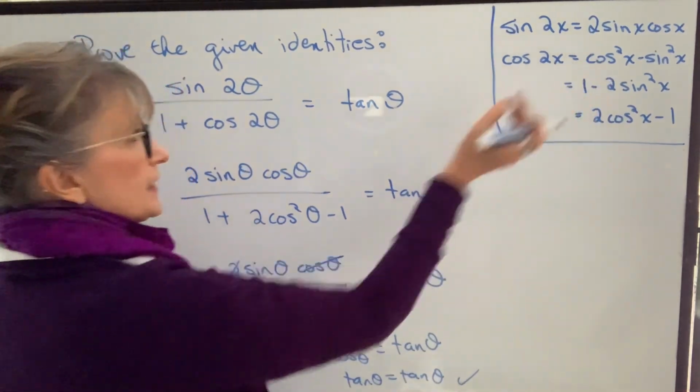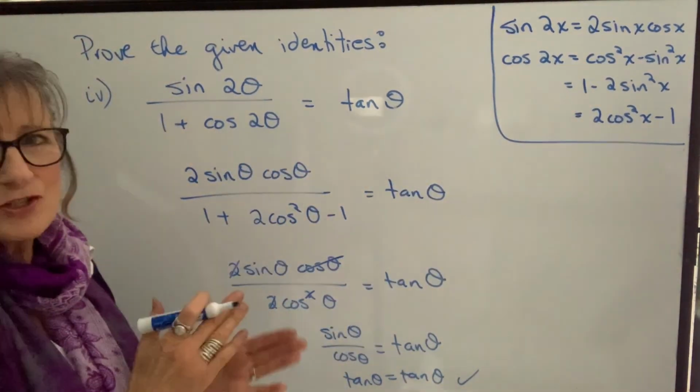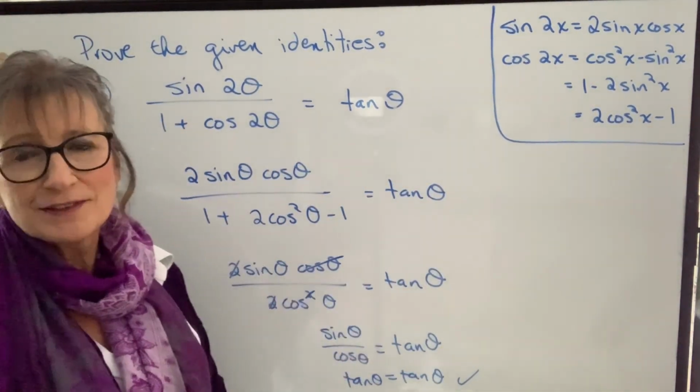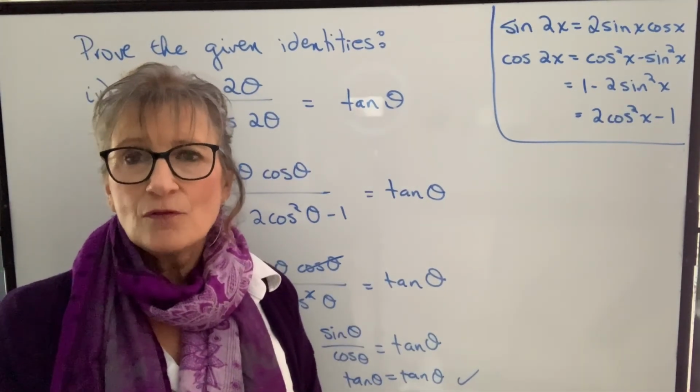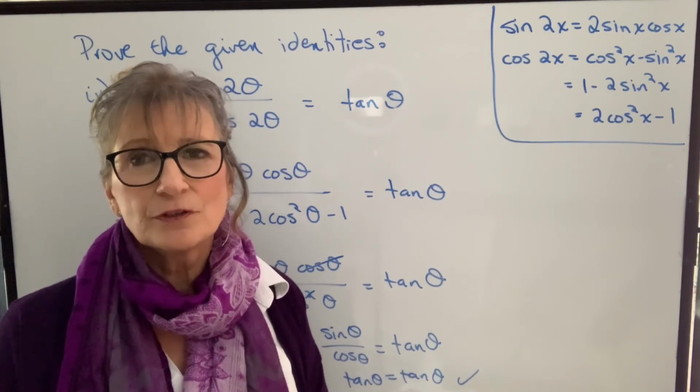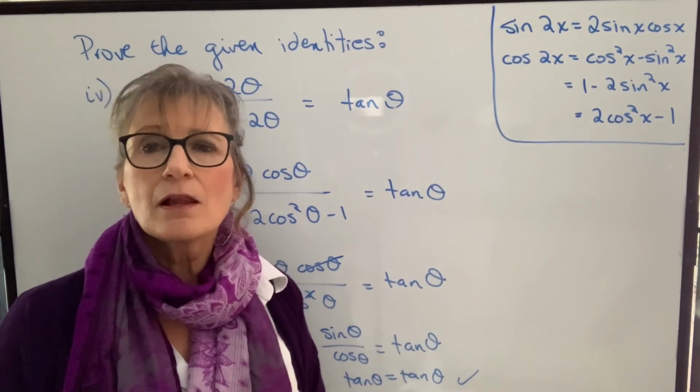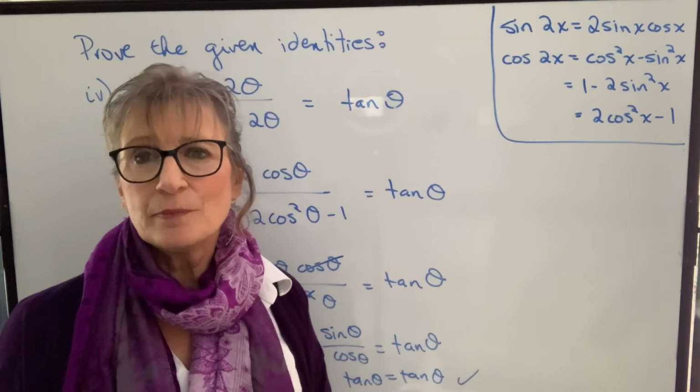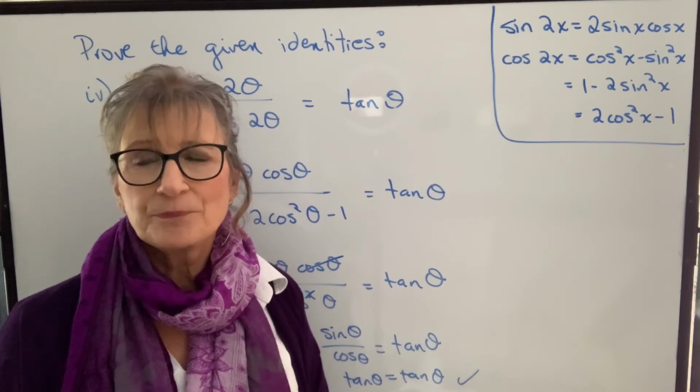So if you choose a different identity and you get stuck, then just go back and try one of the other ones. Familiarize yourself with these double angle identities. You're going to find that they're very useful and very important, as well as the 11 basic identities that we've talked about already.